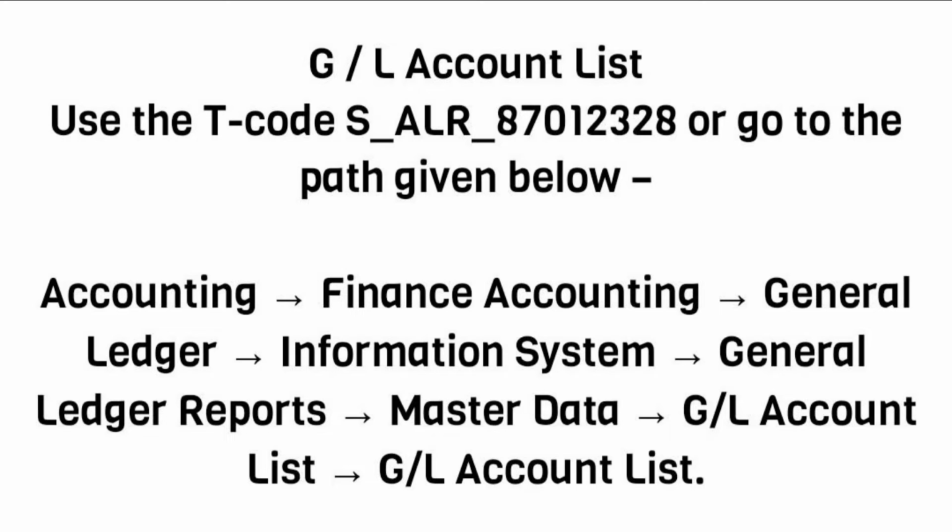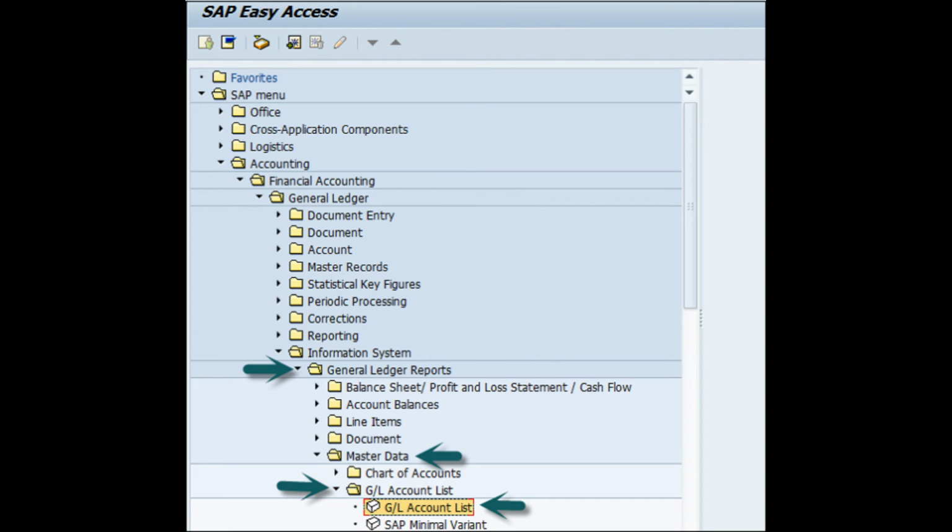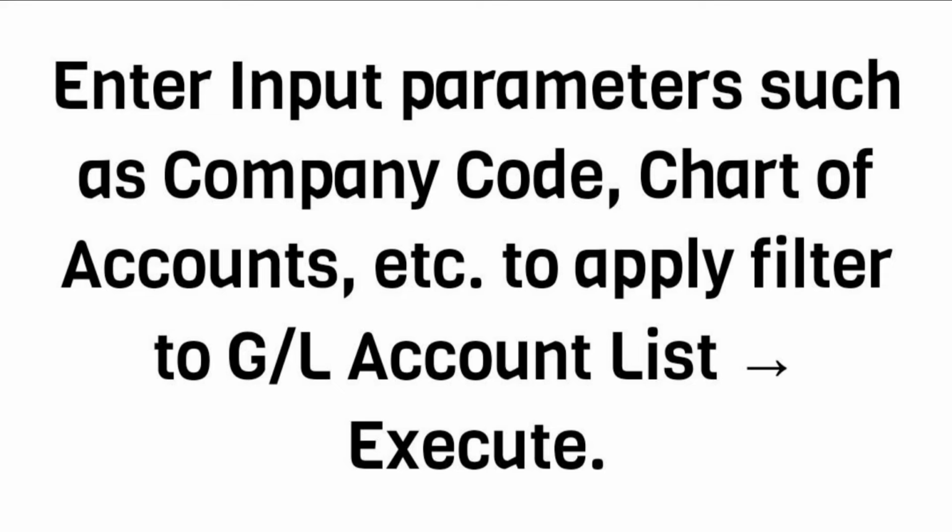GL account list. Use the T code S_ELA_87012328 or go to the path given below. Accounting, Finance Accounting, General Ledger, Information System, General Ledger Reports, Master Data, GL Account List, GL Account List. Enter input parameters such as company code, chart of accounts, etc. to apply filter to GL account list. Execute.